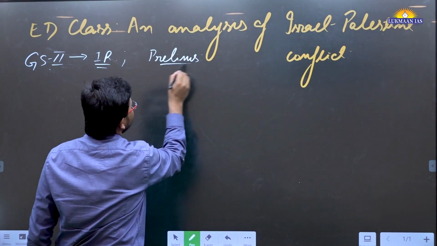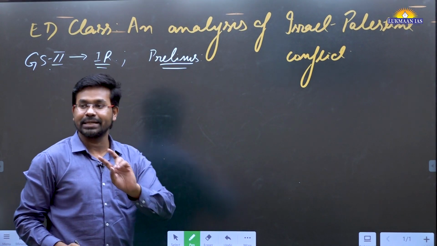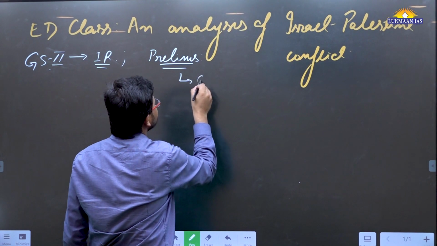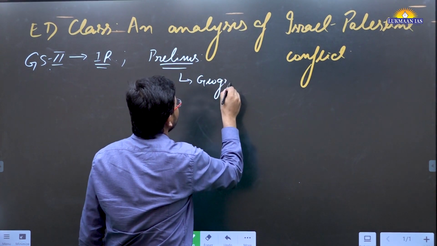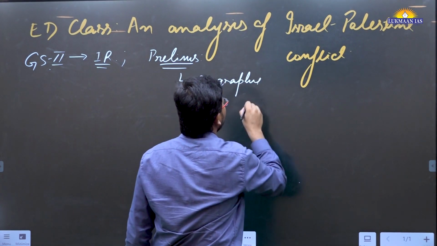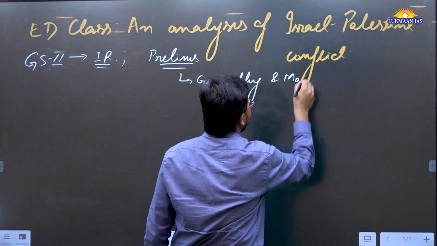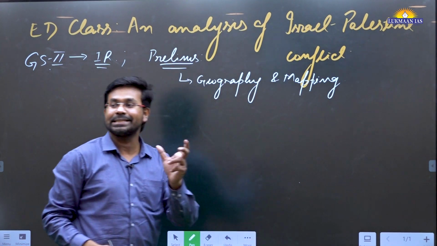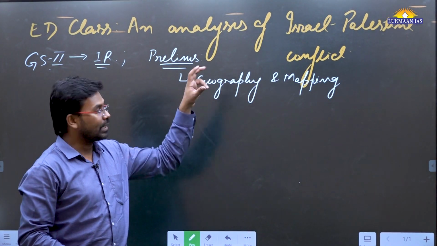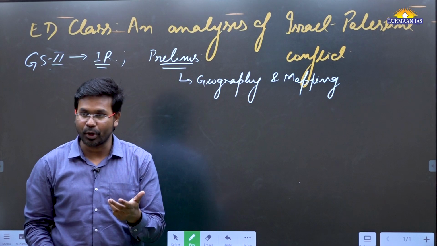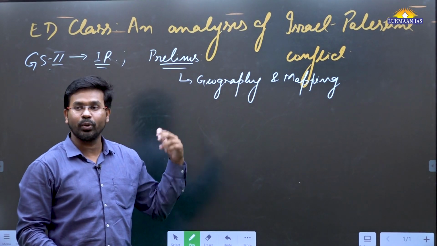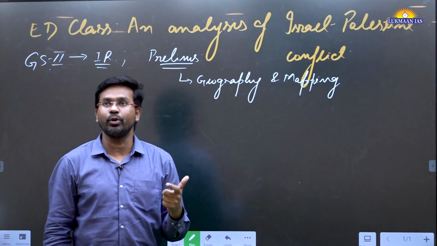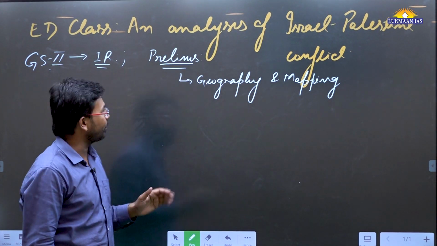Why prelims exam? If we talk about prelims, there are certain angles that we need to look at. One of the angles is geography and mapping. Geography and mapping means we should be aware of where Israel is located, which countries Israel shares a border with, and we also need to understand about, let's say, the Mediterranean Sea. So from a geography point of view also, it is a very important topic.